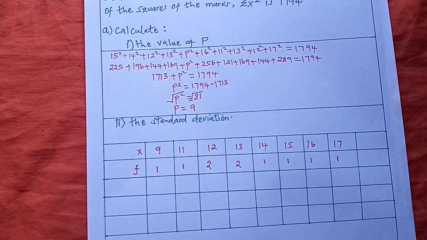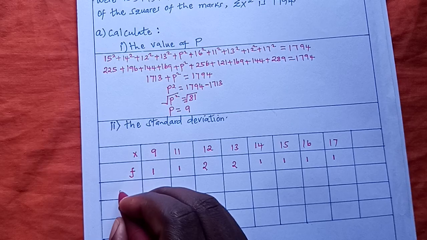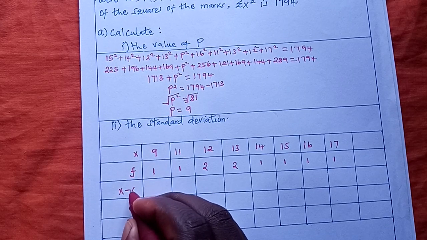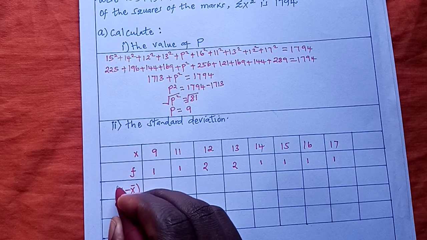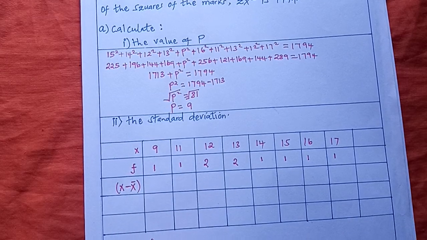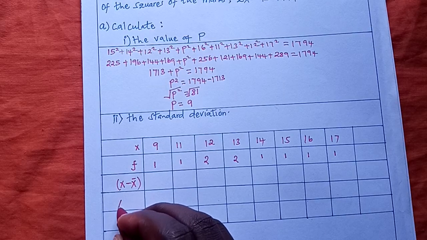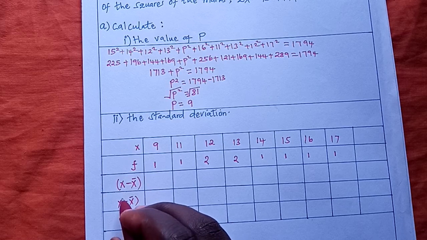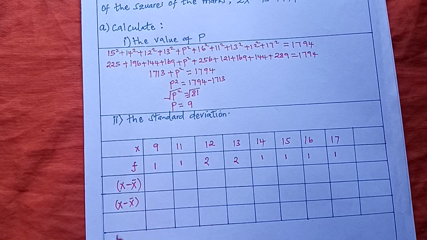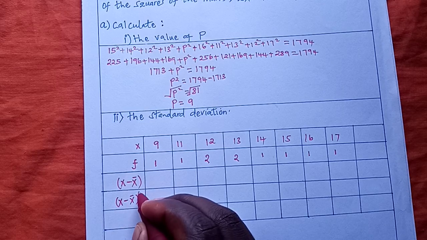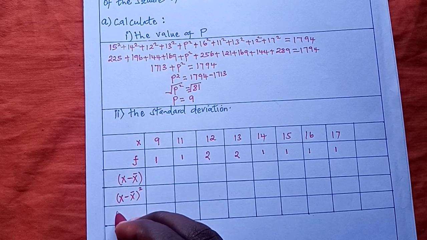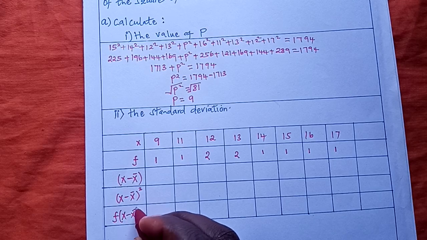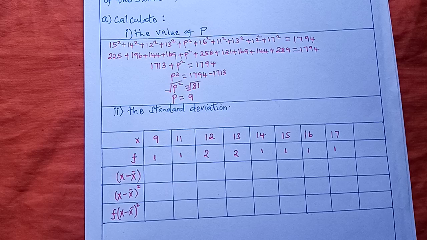We proceed to another section, that is X minus the mean. Now the mark that we have, you take away the mean. Then we have another section, the result you obtain here, we are going to square that result. After doing that, we will multiply the result we have squared by the frequency.